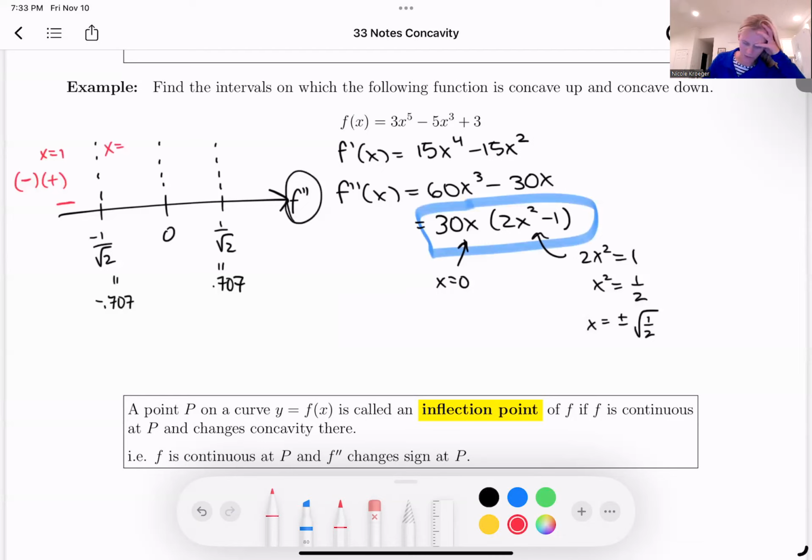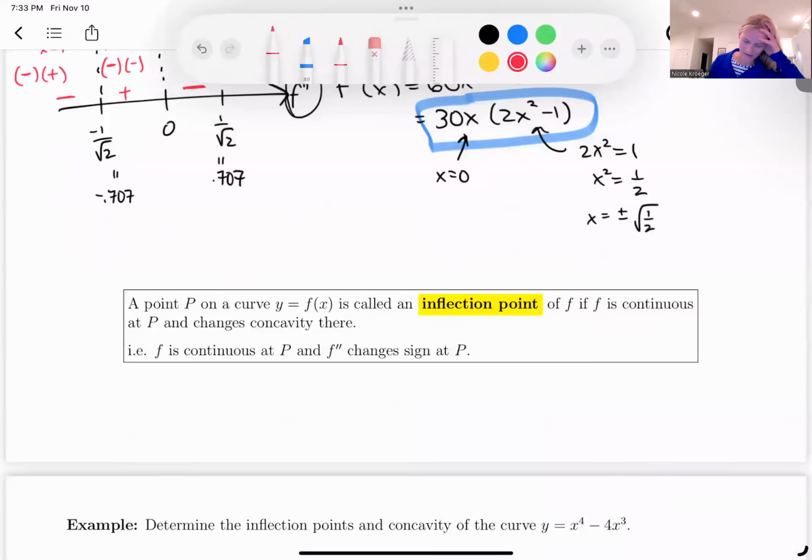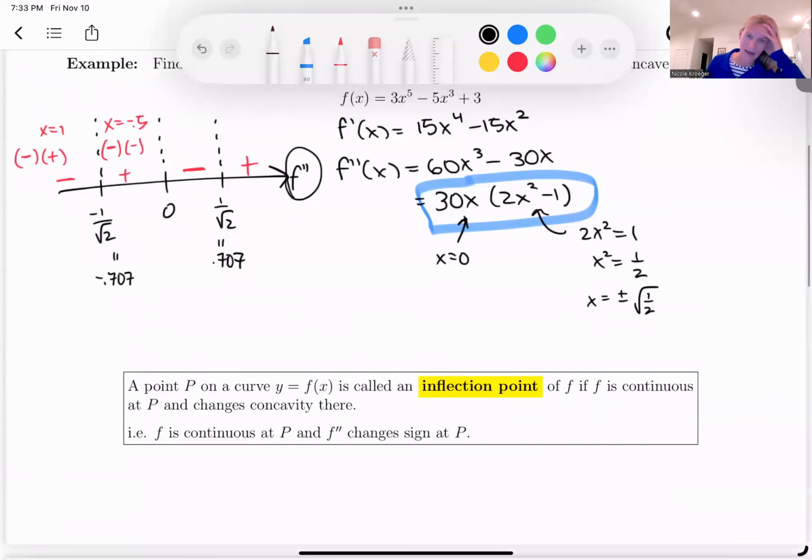Let's try negative 0.5. 30 times negative 0.5 is negative. 2 times negative 0.5 squared minus 1 is negative. So this will give me a positive. I'm going to let you check some other numbers here, but I got a minus and then a plus. Okay, so this is everything about the second derivative.